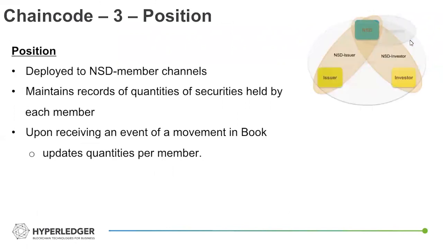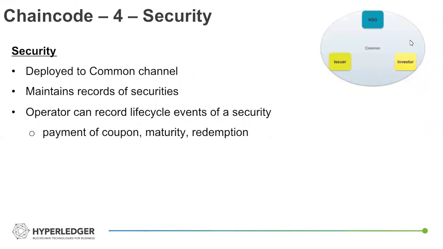Position is essentially the smart contract executing that banking account type of information. So each peer with NSD, when they wanted to query off the ledger to see and update their holdings, their positions individually, this was executed on the position contract. The security contract, finally, being on the common channel, is really just a running ledger of all the assets that had been created on the network.